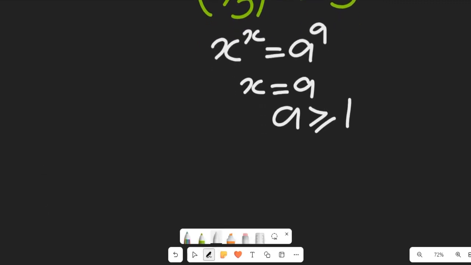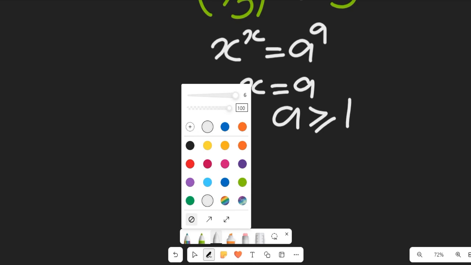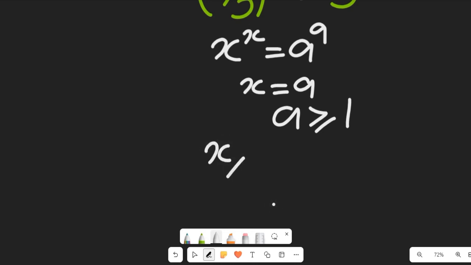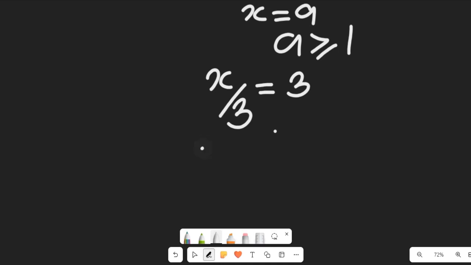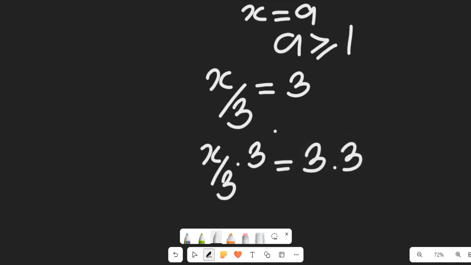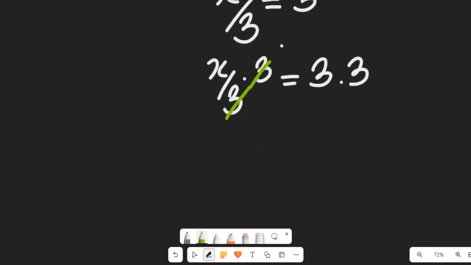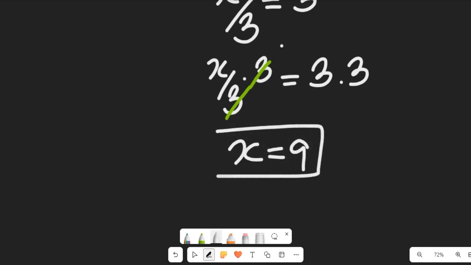And if the exponent equates, then we will have that expression give us x divided by 3 equal to 3. So if we multiply both sides by 3, we're going to have x divided by 3 multiplied by 3 to be equal to 3 multiplied by 3. And then if this clears, the value of our x will now be equal to 9. So the solution to that expression given to us is x equal to 9.